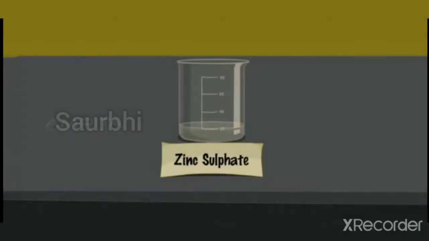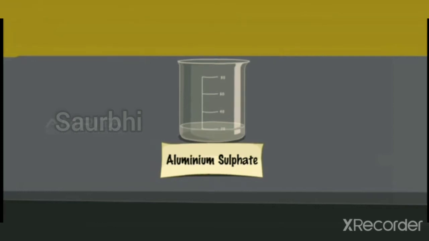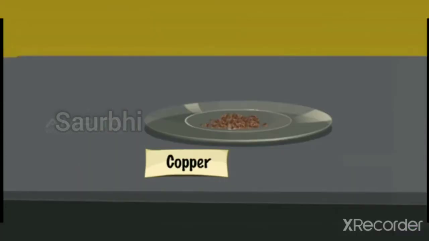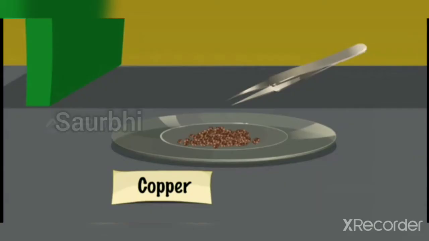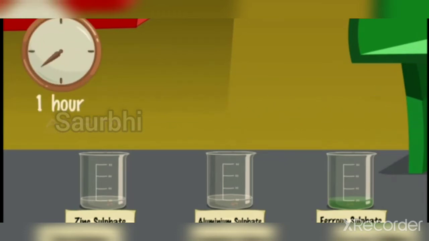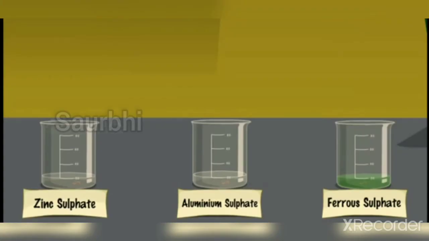In case of copper, we again take aluminum sulfate solution and ferrous sulfate solution in three beakers separately, and a piece of copper in a watch glass, and put it into the ferrous sulfate solution, aluminum sulfate solution and the zinc sulfate solution. Similarly, you can see on the screen as well. Leave the beakers undisturbed for 1 hour and note the changes in the color of the solution and the appearance of the metal as well.